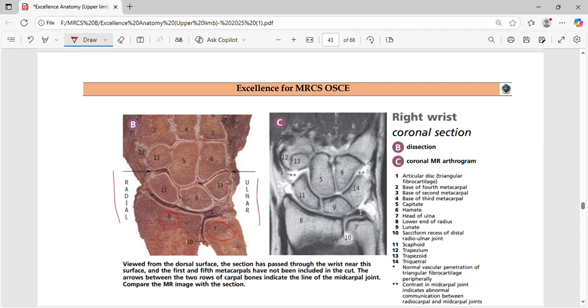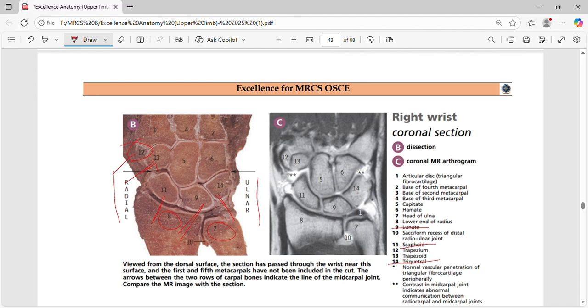So here we have the scaphoid, with the tubercle of the scaphoid. Sorry, 11 is scaphoid, 12 is trapezium, and then we have the trapezoid on 13, and then the triquetrum. This is scaphoid, this is lunate, this is triquetral, and here on the arrow we will have pisiform. 14 is triquetral, and 9 is always the lunate.